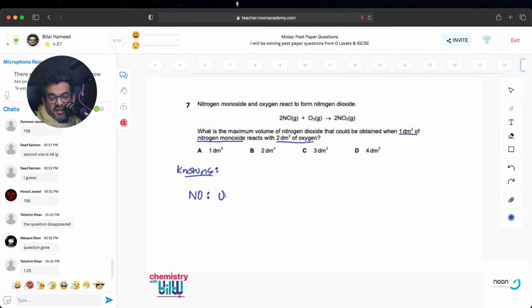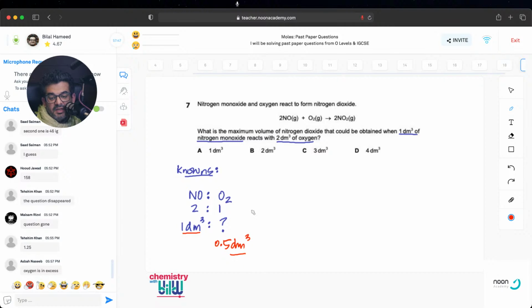So the two knowns are NO and O2, and the ratio is 2:1. But they've given you 1 dm cube of NO. So if they give you 1 dm cube of NO, how much of O2 will it react with? If the ratio is 2:1, then volume ratio is also that, right? So 1 dm cube will only react with 0.5 dm cube. So that means that the 2 dm cube of oxygen is excess.